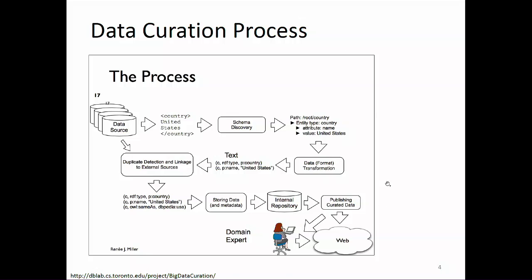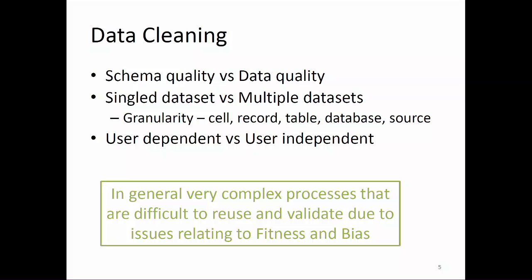So this whole process goes into getting some data usable before you publish it. All of this includes cleaning, transformation, and integration as well. So data cleaning comes at different levels. For example, schema quality versus data quality, single data set versus multiple data sets, and user dependent versus user independent.